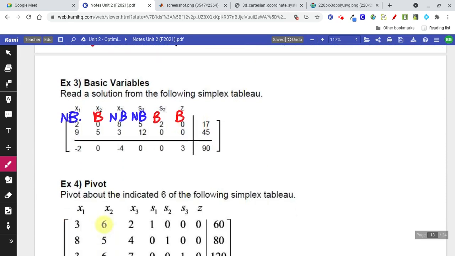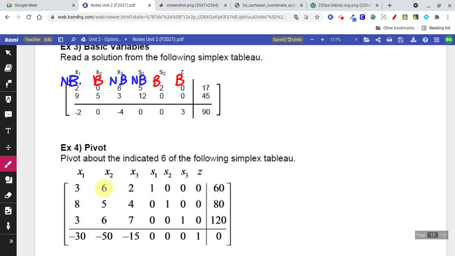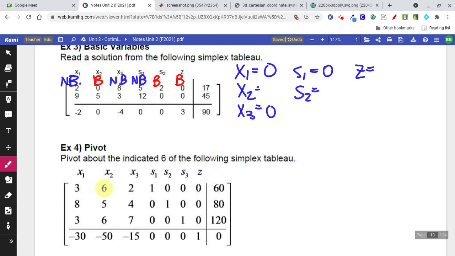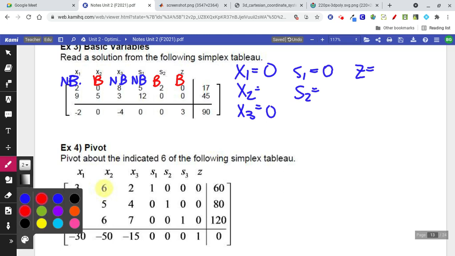Non-basic, value 0. So if I look at my non-basics first, you can see that x1, x2, x3, you got s1, s2. You only have 2 slack variables, and you have a z. I've got 6 variables, and I can find the values of each of them. Okay. x1 is non-basic, its value is 0. x3 is non-basic, and its value is 0. s1 is non-basic, its value is 0. But the basic ones you're going to have to do like Gauss-Jordan.